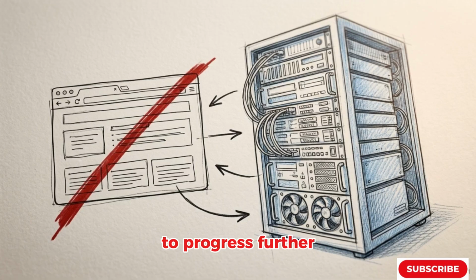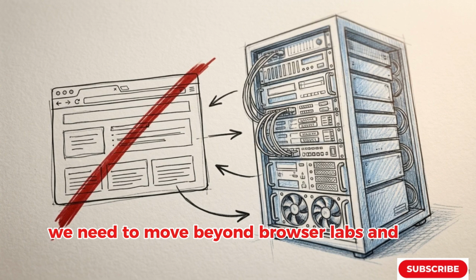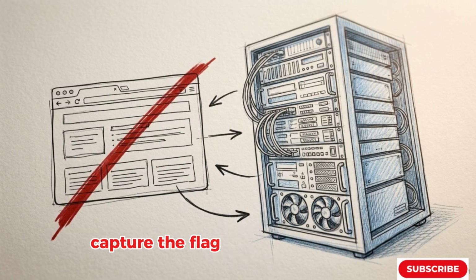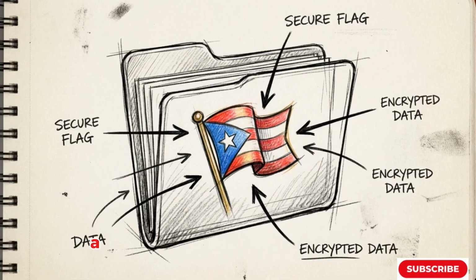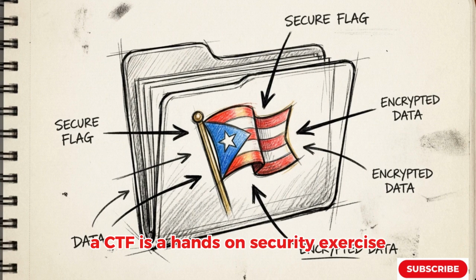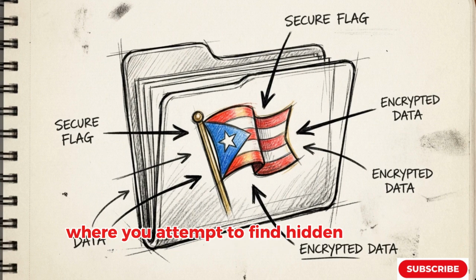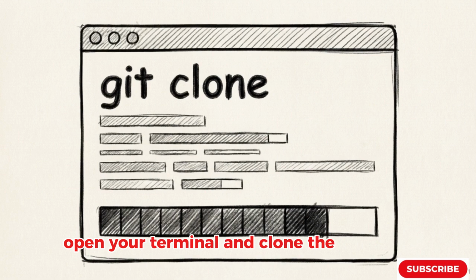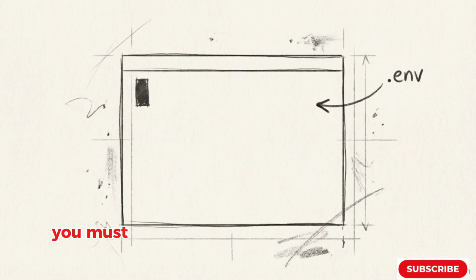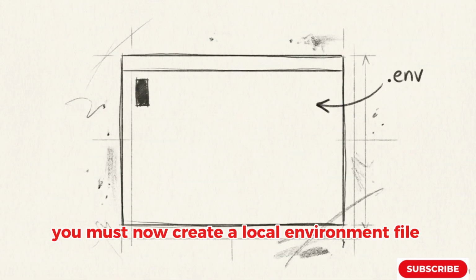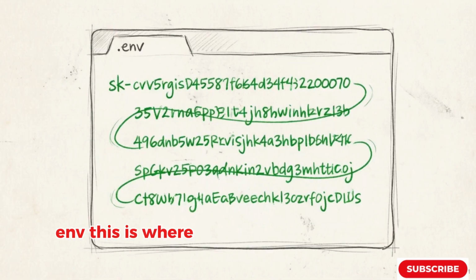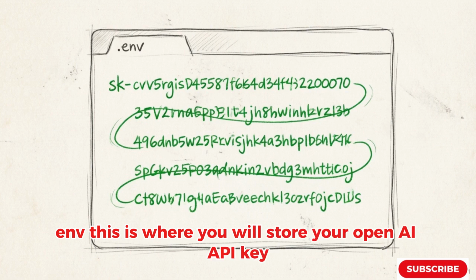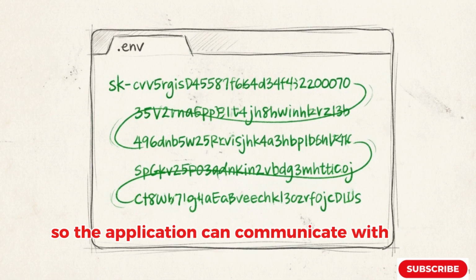To progress further, we need to move beyond browser labs and set up a local capture the flag, or CTF, environment. A CTF is a hands-on security exercise where you attempt to find hidden data or flags inside a system. Open your terminal and clone the AutoPart CTF repository from GitHub. Once the download is complete, navigate into the directory. You must now create a local environment file named .env.